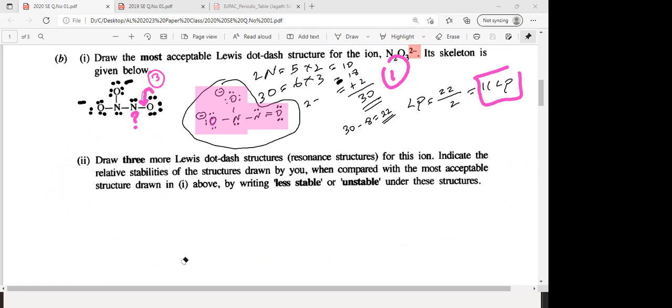You were asked to draw 3 more resonance structures for this, and to mention whether each is stable or unstable. So look at the screen now. You can draw like this. You can have this double bond on this side also. To make the nitrogen octet, what is the next possibility? I'll draw the other possibilities here.